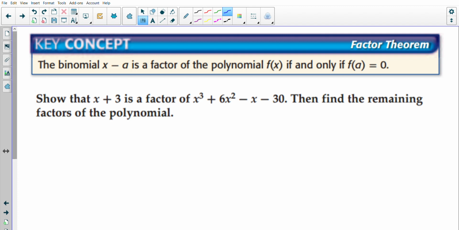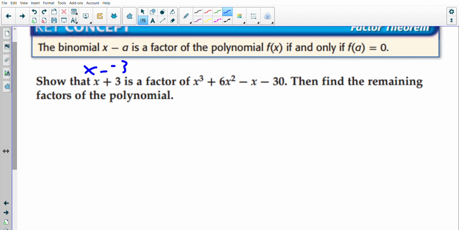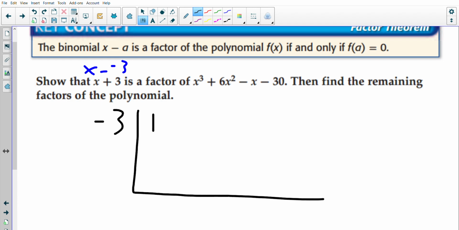Now this could be rewritten as x minus negative 3. So here we want to use our synthetic division. We could plug it in, but that just gives us the remainder that it would equal 0. But we need the factor, so we use synthetic division to factor it. Because remember, it drops it by 1 degree. So here we go, let's do that. So we got our negative 3 on the outside, and we got 1, 6, negative 1, negative 30. So if it's a factor, we should get 0 out.